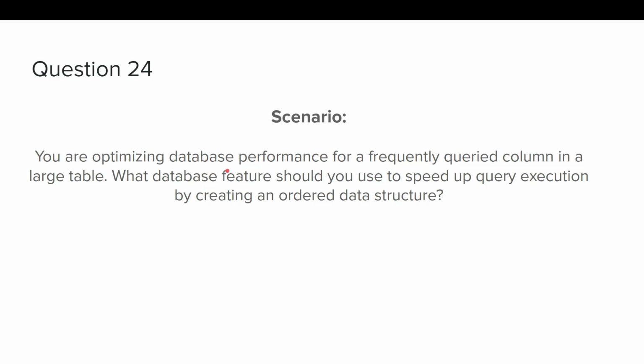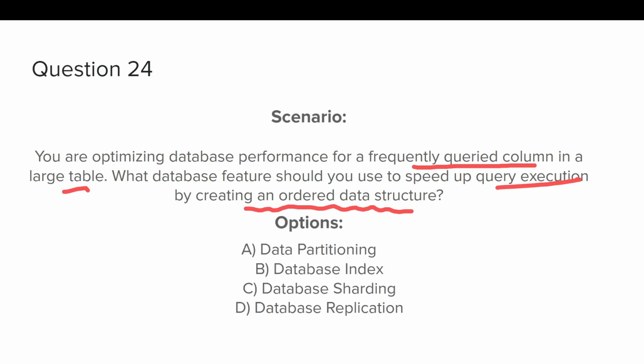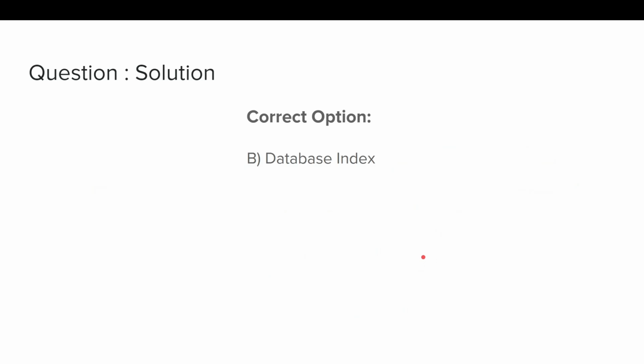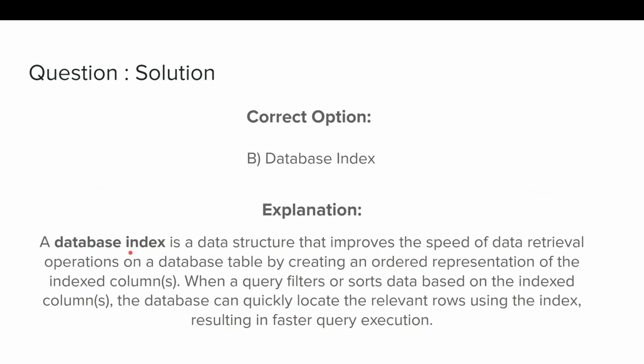You're optimizing database performance for a frequently queried column in a large table. What database feature should you use to speed up the query execution by creating an ordered data structure? The right answer for this is going to be, the clue is over here, frequently queried column. For that, you want to optimize the database performance. The right answer is database index. What is database index? A data structure which improves the speed of data retrieval operations on a table by creating an ordered representation.